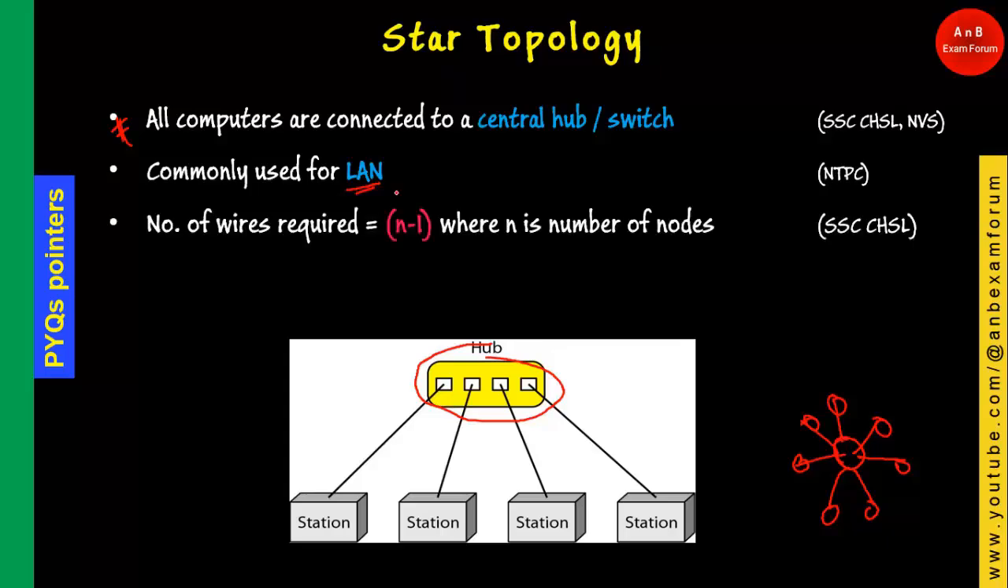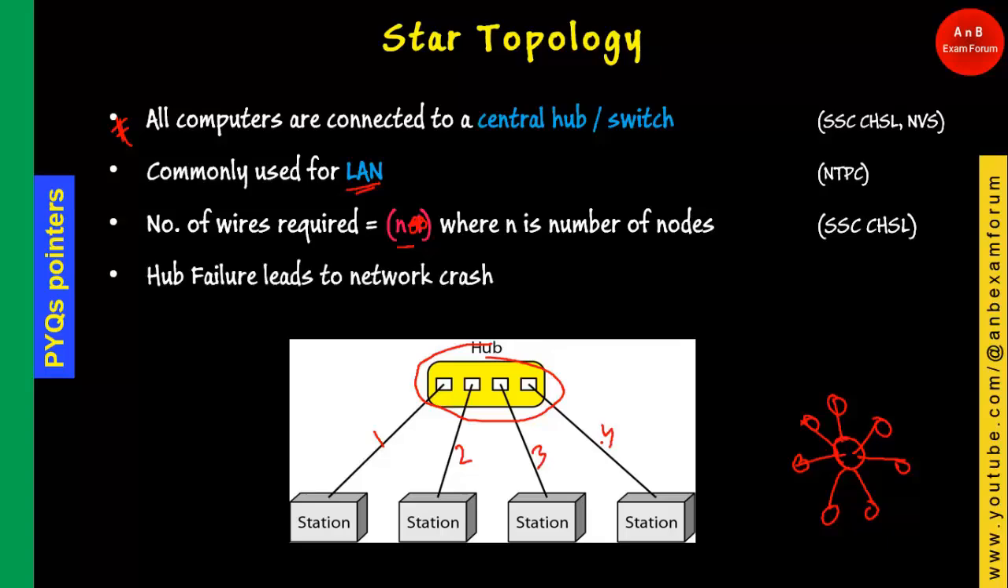And in this case, the number of wires required will be n. For example, we have 4 stations. Okay, so if there are 4 stations, how many wires are required? It is n, not n-1. It is 4 because each is going to be connected to the central hub. So 4 stations, 4 wires will be required. Okay.